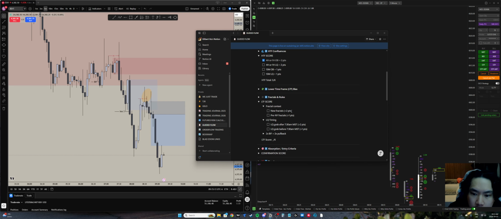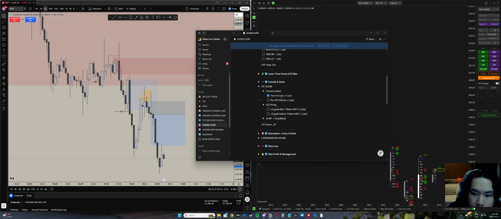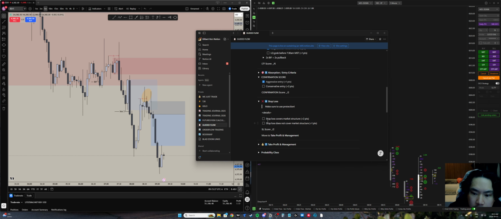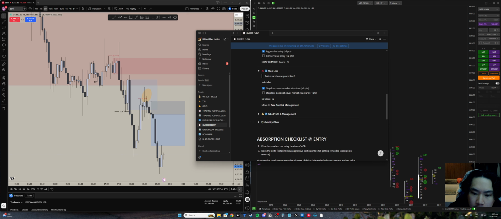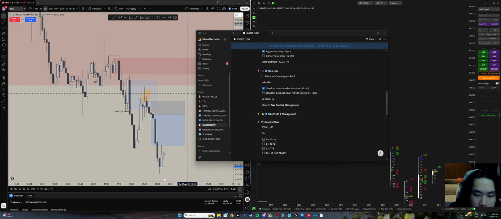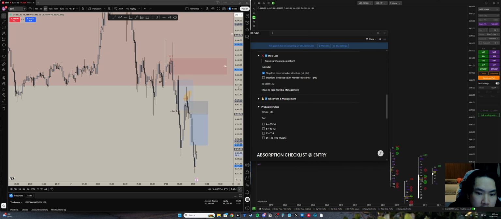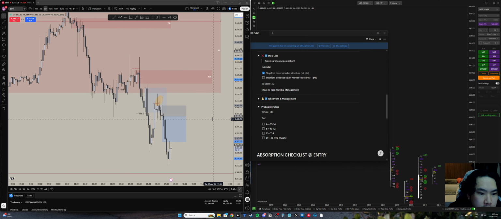Lower time frame scores, so we have new fractals, so now we're at 4. Liquidity after 7:30, we're now at 6. Confirmation score, I would say this is more of an aggressive entry, so we're at 7. Stop loss does cover structure, so we're at 9. Probability class, oh, I do have to redo this, but okay, this was a C tier trade, mostly because we don't have a lot of higher time frame confluences.